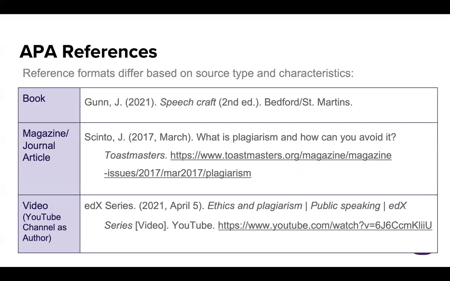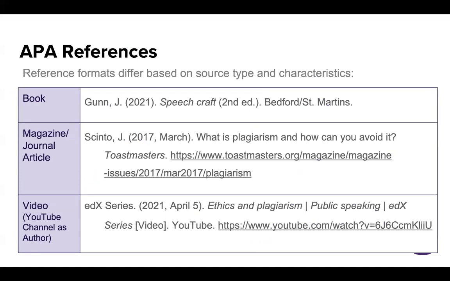So now let's quickly look at some examples of what APA references look like. In APA, the format of the reference is going to vary based on the source type and characteristics, even though they all start most of the time with the author's name and the date.